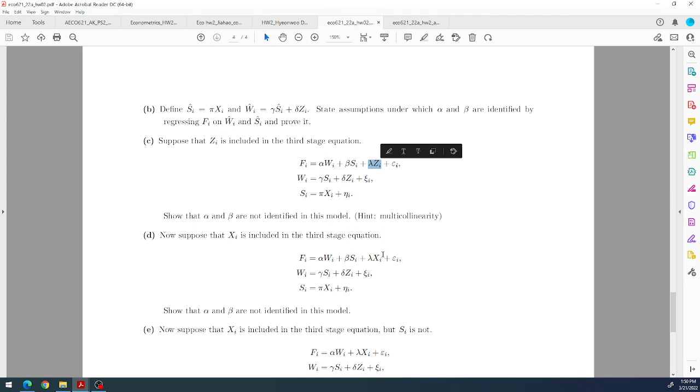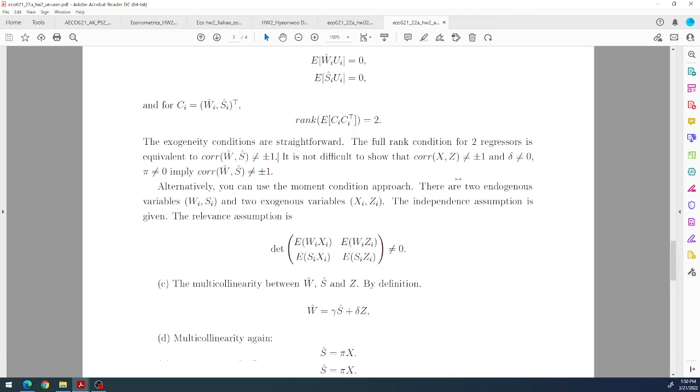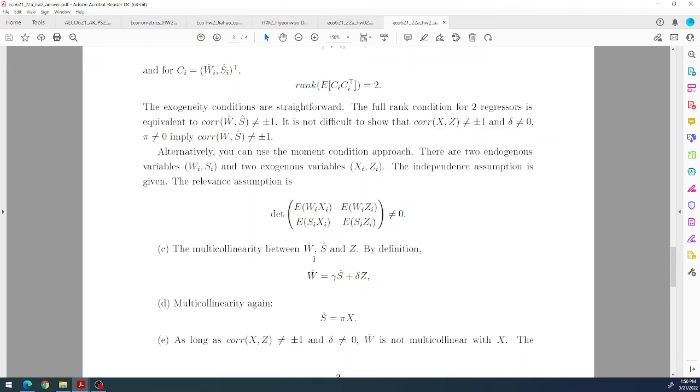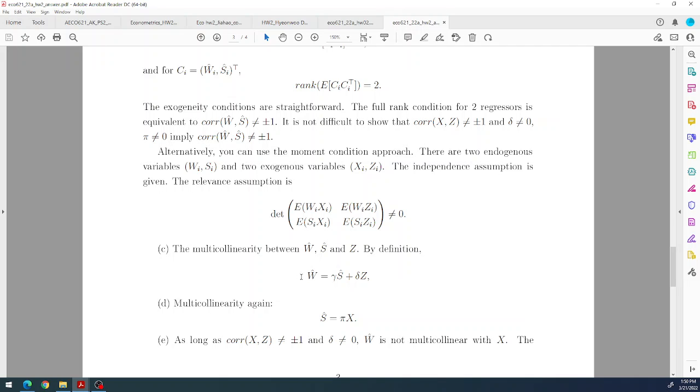Now I'll consider what happens. We have z and x here, and the problem is it's actually multicollinearity, but it is easy to show the multicollinearity by showing this. So W hat can be written as a linear combination of the other regressors. So you are going to replace W with W hat and S with S hat. So W hat can be written as S hat and Z hat, Z. So that is the definition of multicollinearity. Also in part D, definition of multicollinearity. Right?